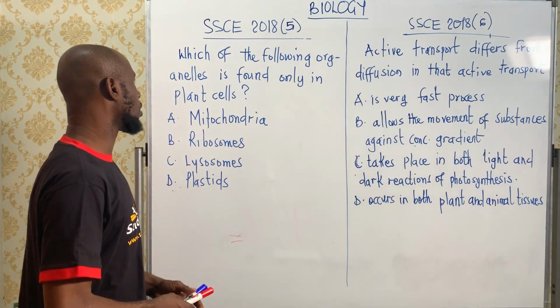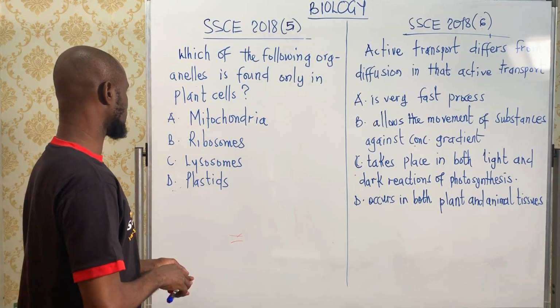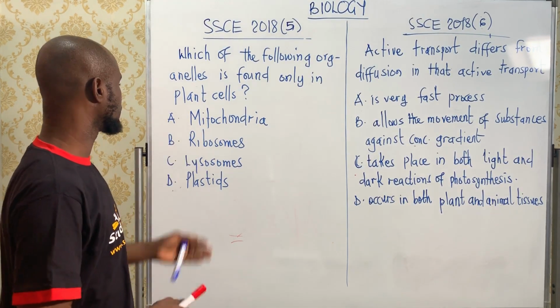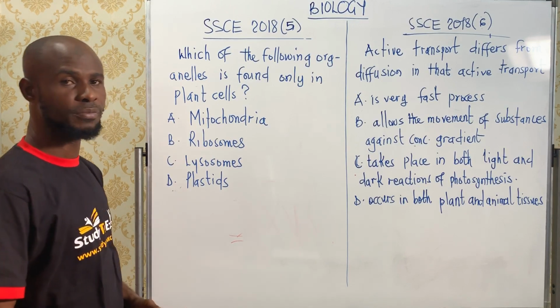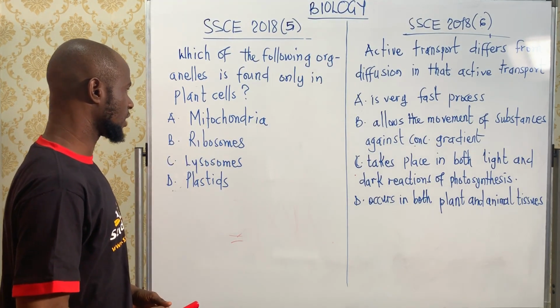Now we're in question 5. Which of the following organelles is found only in the plant cell? A. Mitochondria, B. Ribosome, C. Lysosome, D. Plastids. Now let's look at A.